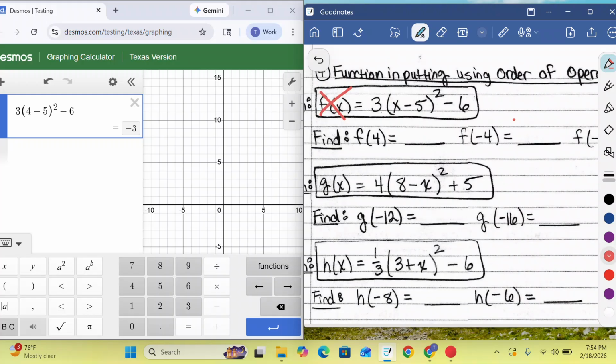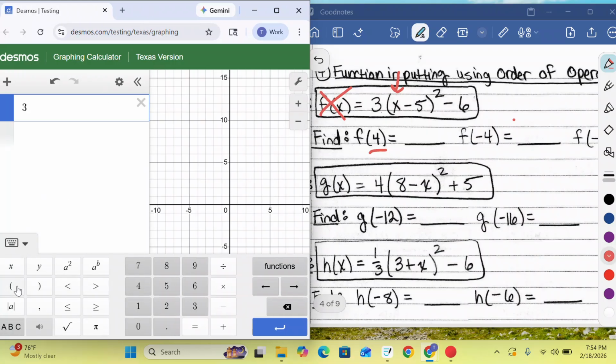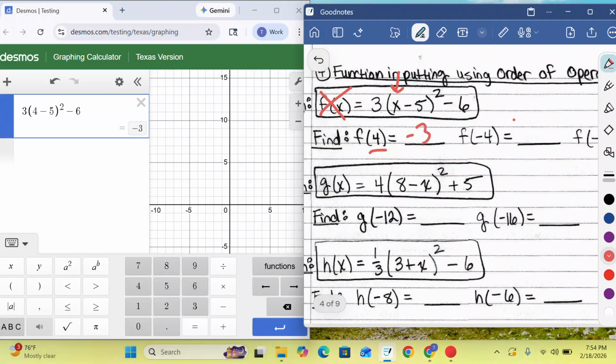I'm not paying attention to the f of x. I'm going to get the value of x is 4. So in place of x, all I'm doing is replacing it with 4. So I'm going to re-input it so you can see: 3, open parentheses, x, and x is 4, minus 5, close parentheses, square. I can also do ab to the second, whichever you feel like doing, minus 6, and the answer is -3 as a function.